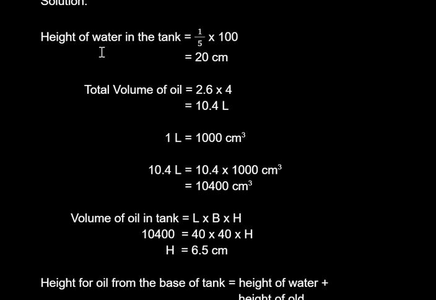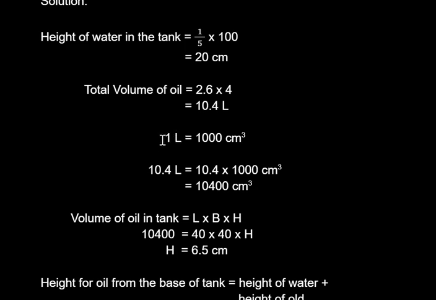So the height of the water in the tank is 1/5 of 100, so it's 20 centimeter. So 1/5 times 100 is 20 centimeter. The total volume of the oil is 2.6 liter times 4, which is 10.4 liter. Now comes the important part. This is in liter. This is in centimeter. You must work everything in the same unit.